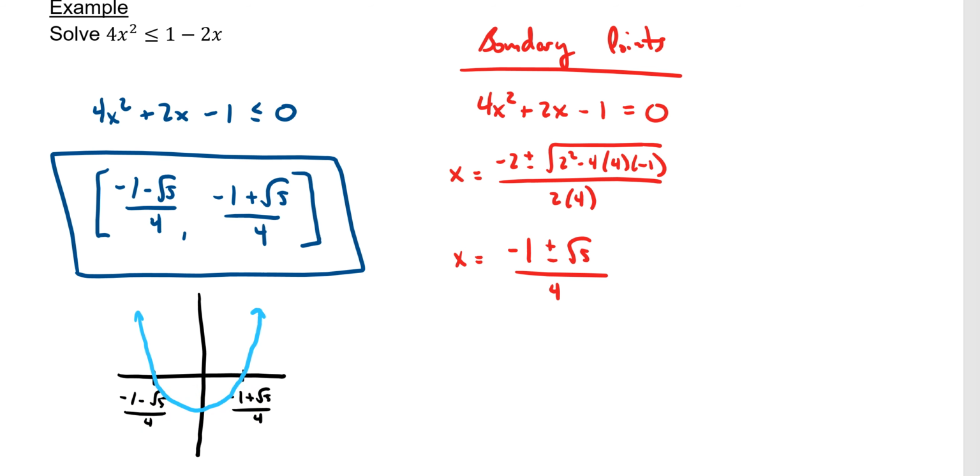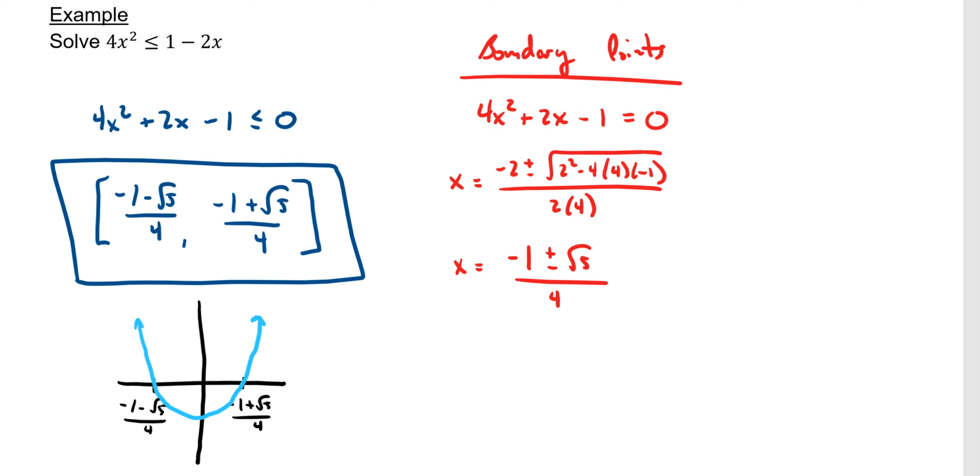So this one is a little bit different because our inequality was a less than or equal to 0, which means it's just one interval instead of having to join two intervals together.